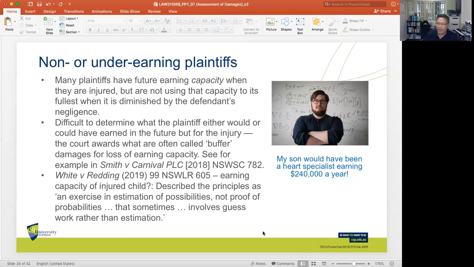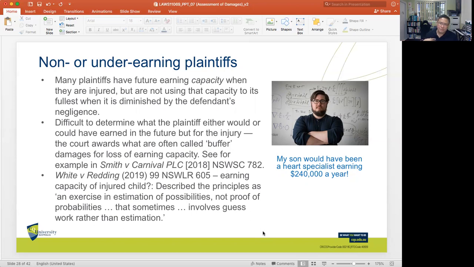Maybe because they're taking care of somebody, or maybe at that time they decided to work less. What happens? Many plaintiffs have future earning capacity when they're injured, but they are not using that capacity to its fullest when it is diminished by the defendant's negligence. So in this situation, it is often difficult for the court to determine what the plaintiff either would or could have earned in the future, but for the injury, because you can't really tell what the future would be like.